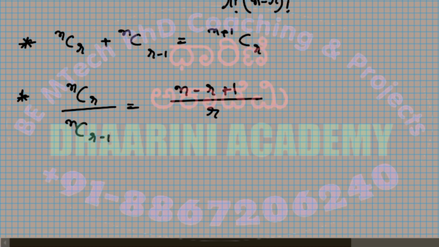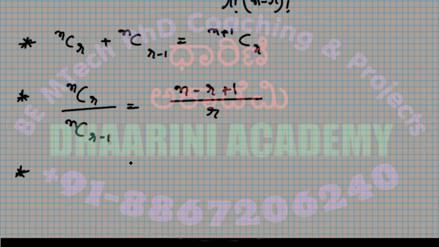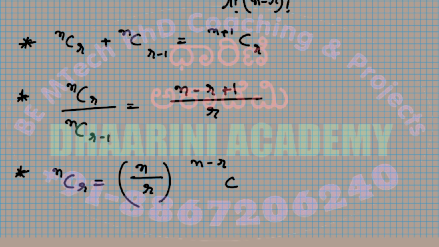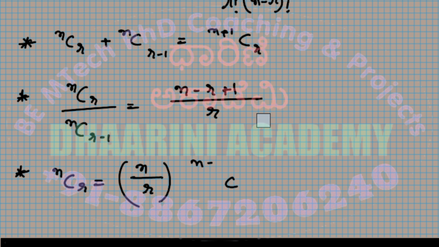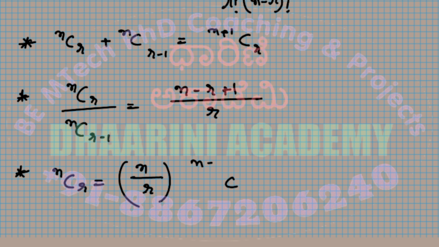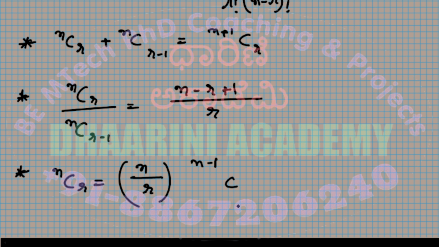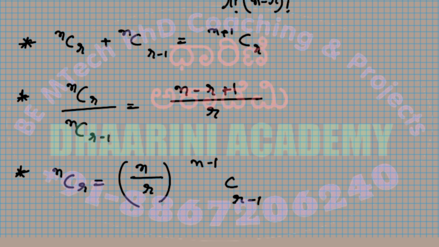Also, one more property we use occasionally is this: nCr can be replaced as n by r times (n−1)C(r−1). All right.